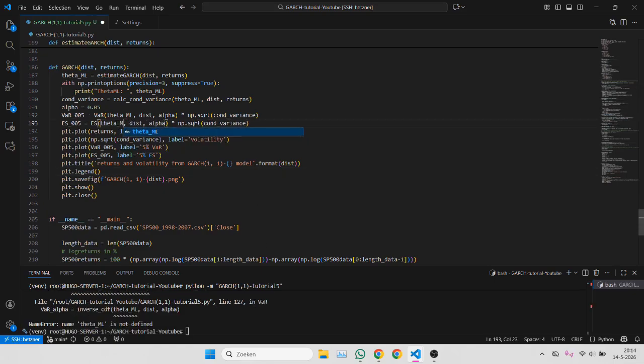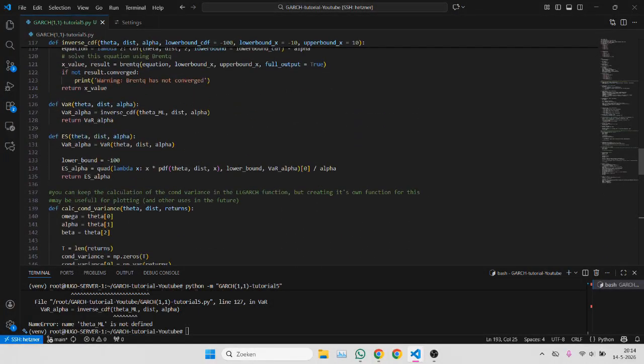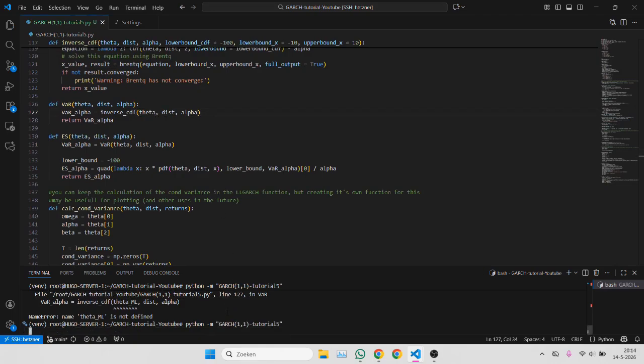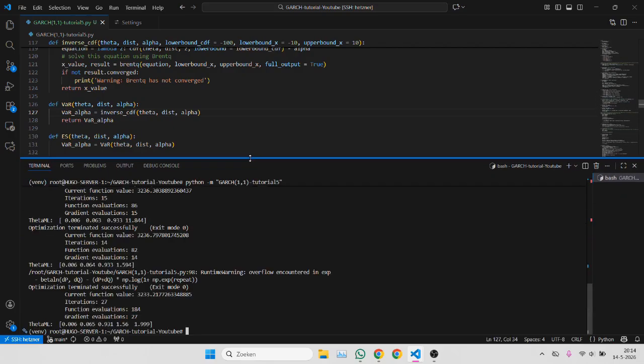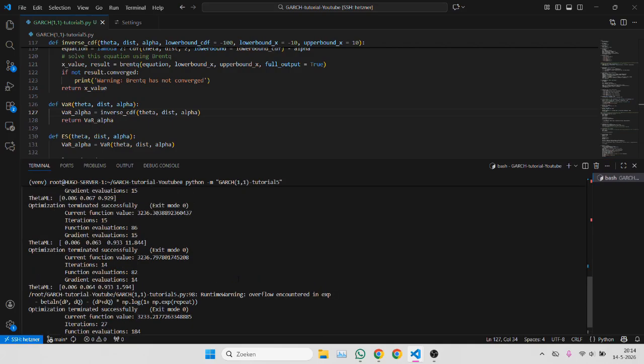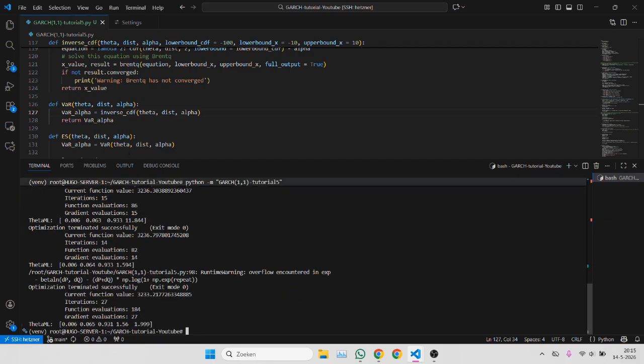I see. We need to rename some arguments. I made a mistake, because we input theta into this function, not theta ml. Now it should work. And indeed, we see it run. There is an overflow in the EGB2 function, but for the rest it all seems fine.